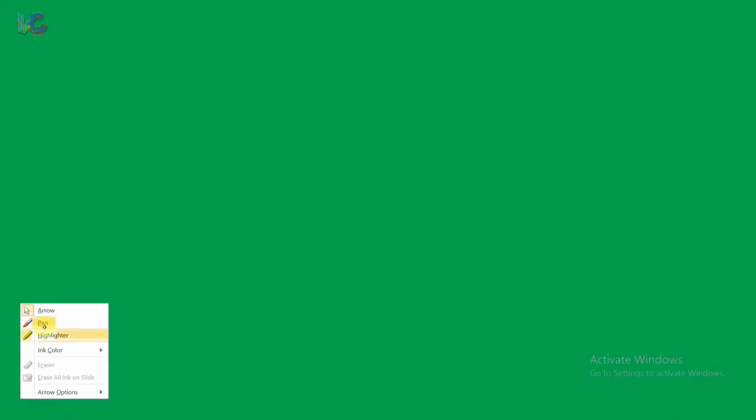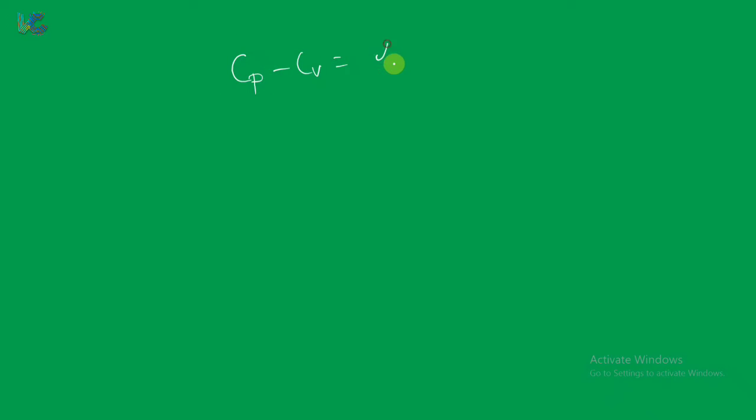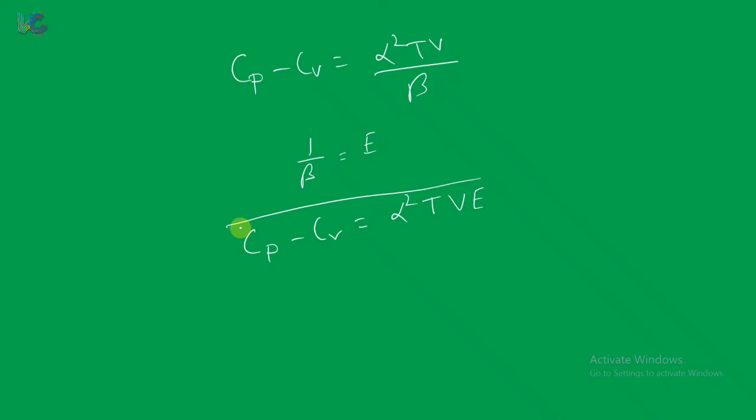Now if the elasticity coefficient is equal to 1 by beta, then you know this equation, Cp minus Cv is equal to alpha square Tv by beta. If 1 by beta is equal to E, the elasticity coefficient, then Cp minus Cv is equal to alpha square T V E. So this is another relation between Cp and Cv in terms of the thermodynamic coefficient and elasticity coefficient.